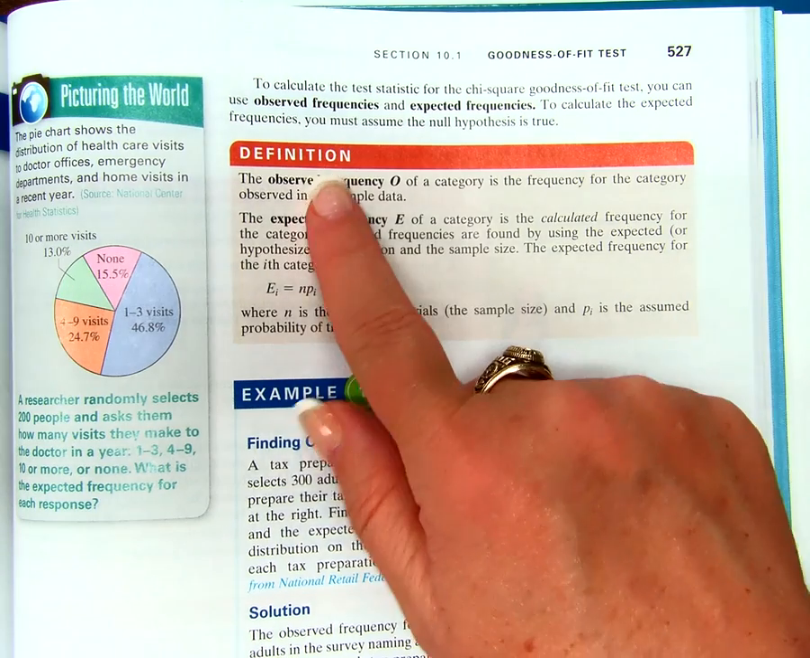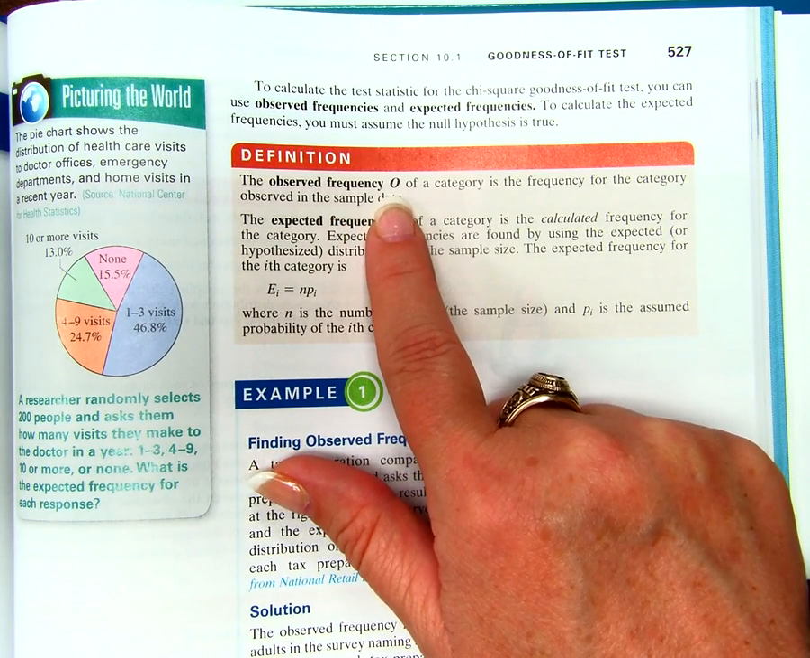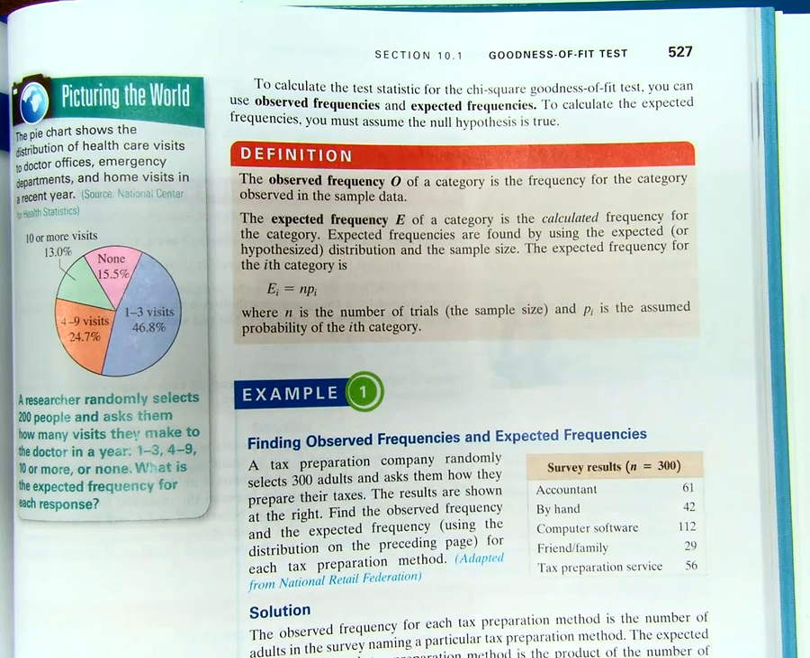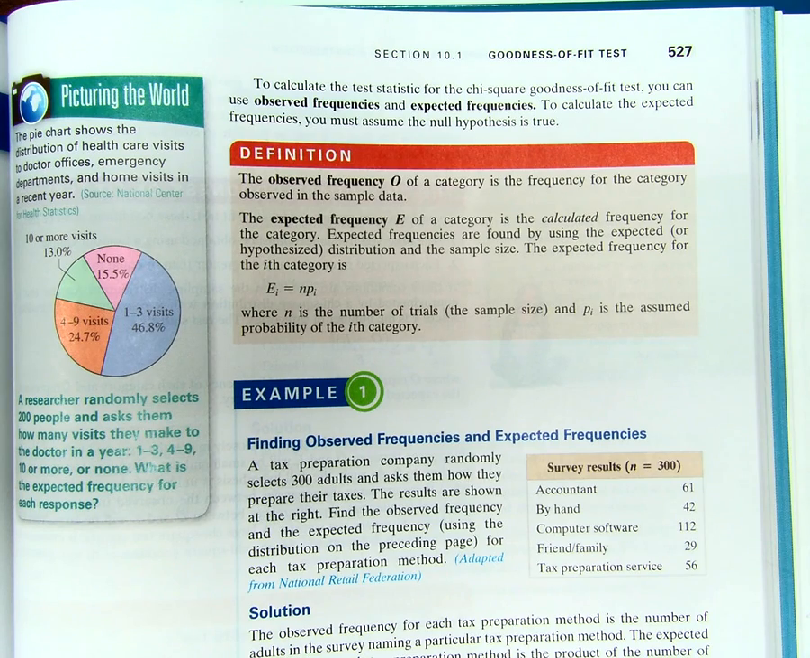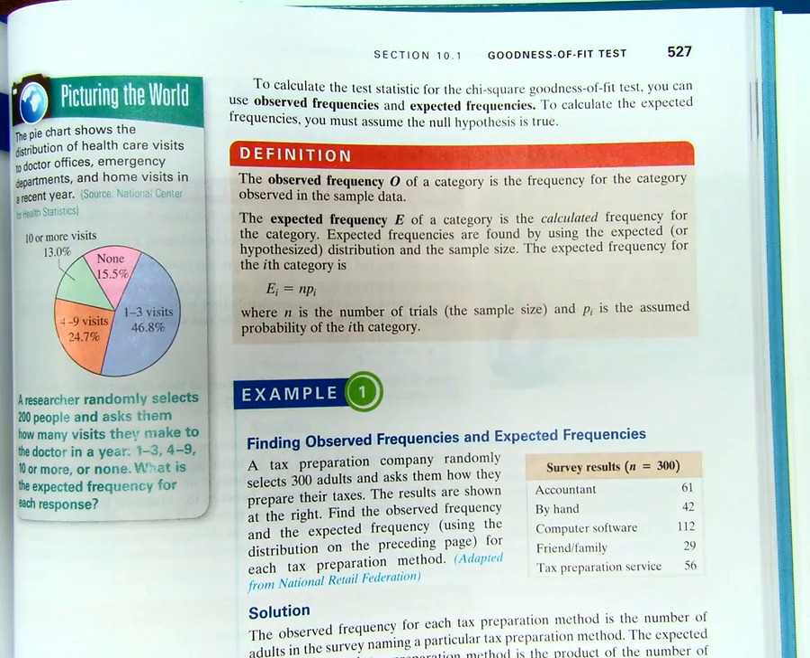Okay? So, definitions that I need you to know. Observed frequency, we're going to use an O for observed. The observed frequency of a category is the frequency for the category observed in the sample data. Does that make sense? The expected frequency, we're going to use E for expected. The expected frequency of a category is the calculated frequency for that category. Expected frequencies are found by using the expected distribution and the sample size.